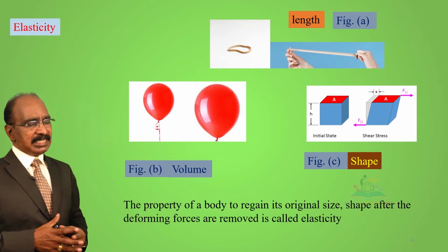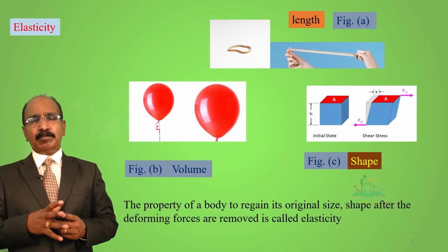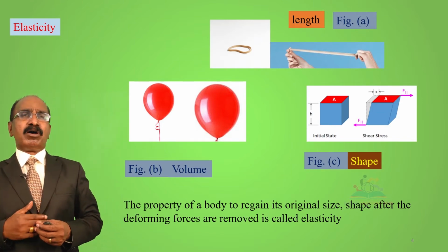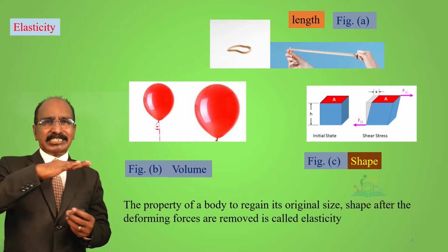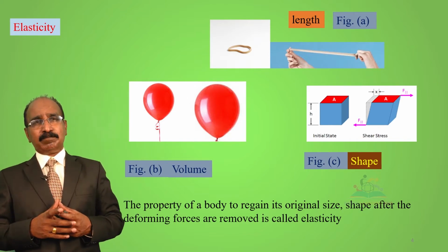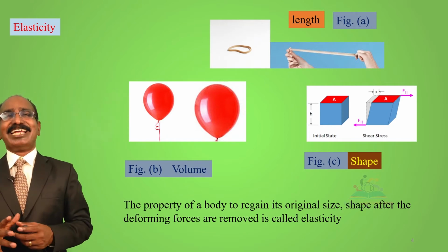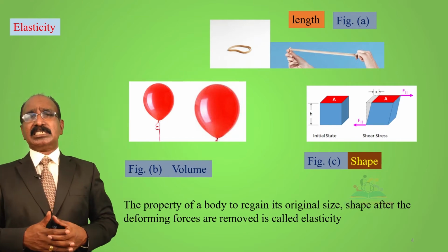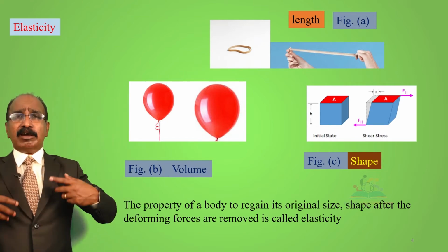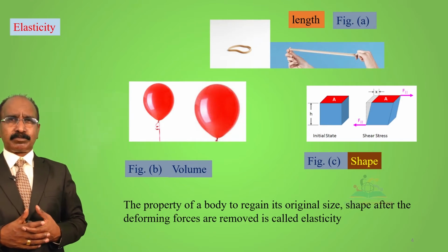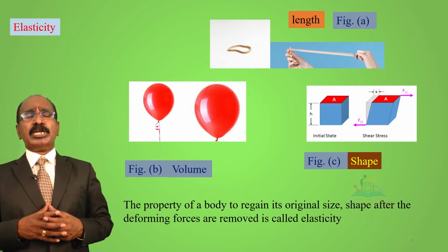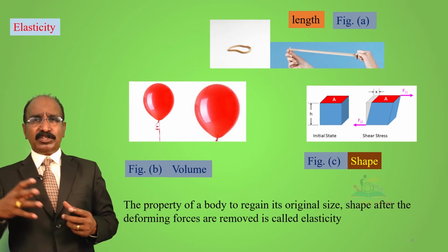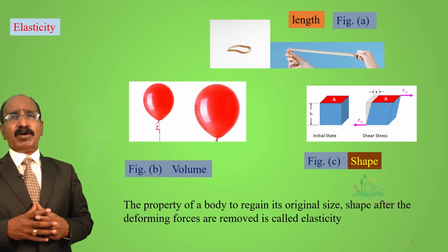And you see the third example. There you are having a block. In that block you apply a tangential force on the top of the block, and you see it becomes a trapezoid. The shape of the body changes. So in all the 3 examples that I have stated here, either the length changes or the size changes or the shape changes when you apply a force from outside. The outside force you call the deforming force, because the form of the body changes. Therefore the force that we have applied is called deforming force.